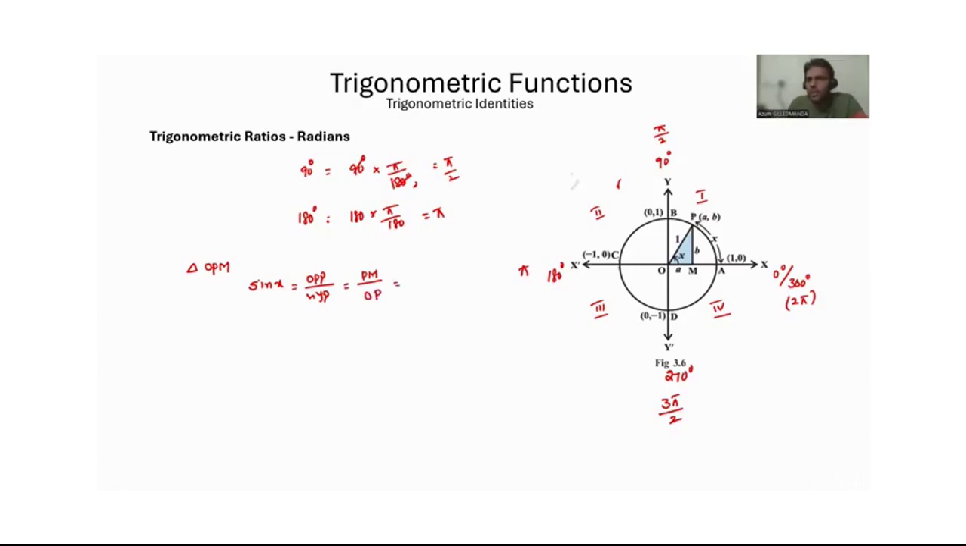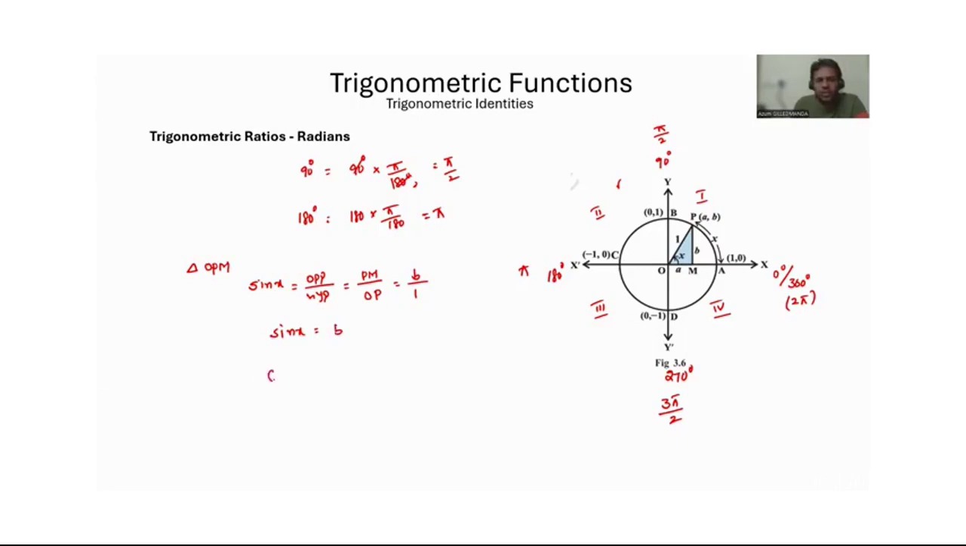So what is PM here? P is a point on this unit circle, which is A comma B. So if this is A comma B, that means OM is A and PM is B. This is the X coordinate and this is the Y coordinate. Now, what is PM? That is B. What is OP? It's a unit circle, so the radius, which is the hypotenuse, is 1. So here we can say sin x is B.